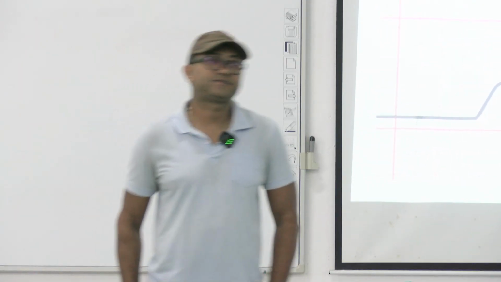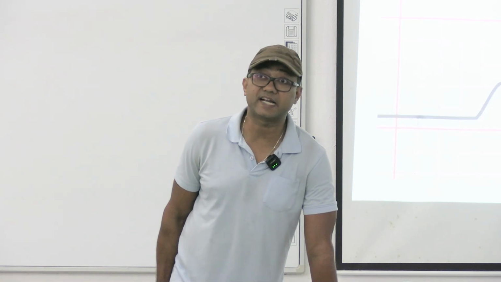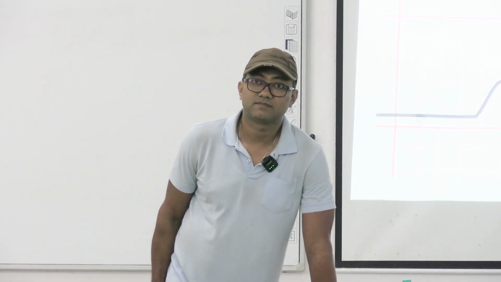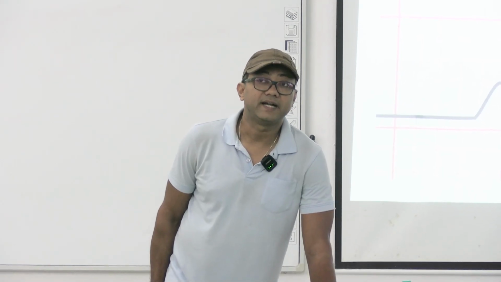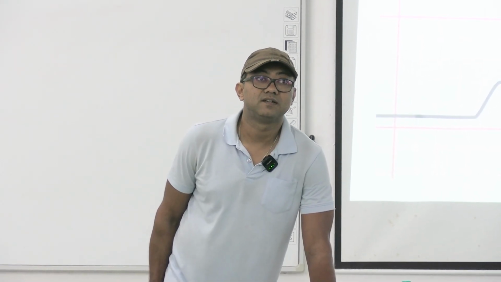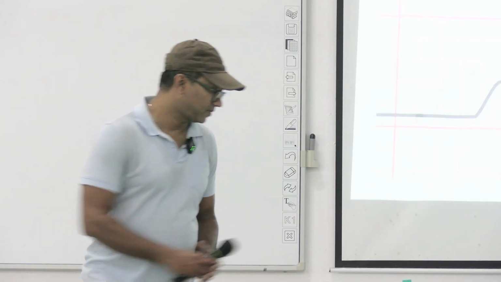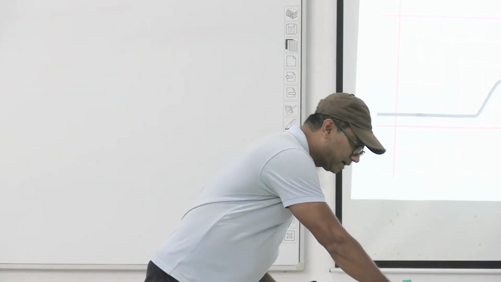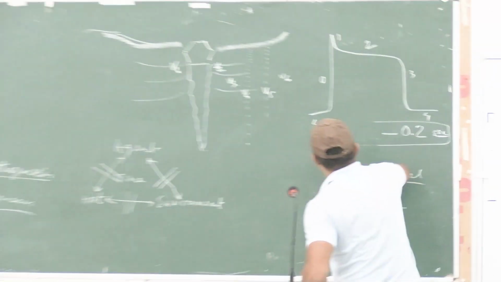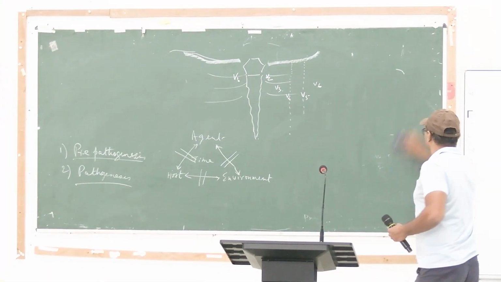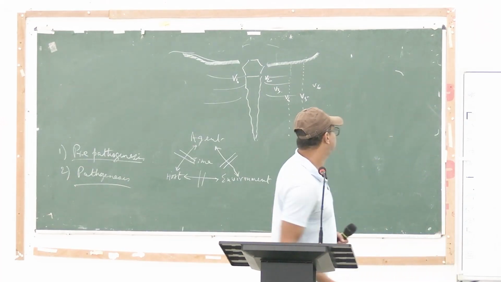Normal axis is located in which region? What is the range of normal ECG axis? Minus 32 plus 110, minus 32 plus 110.